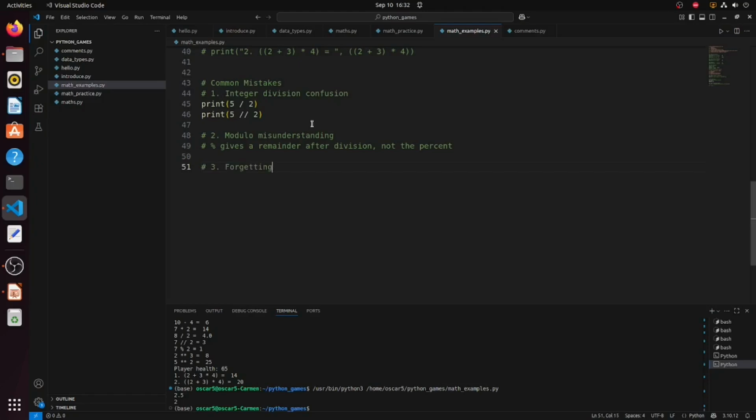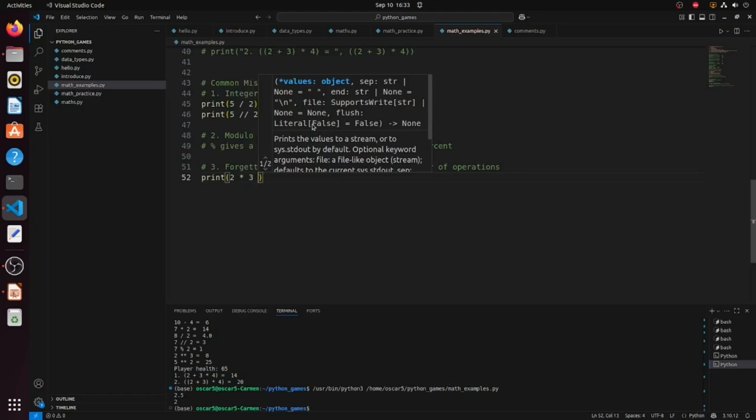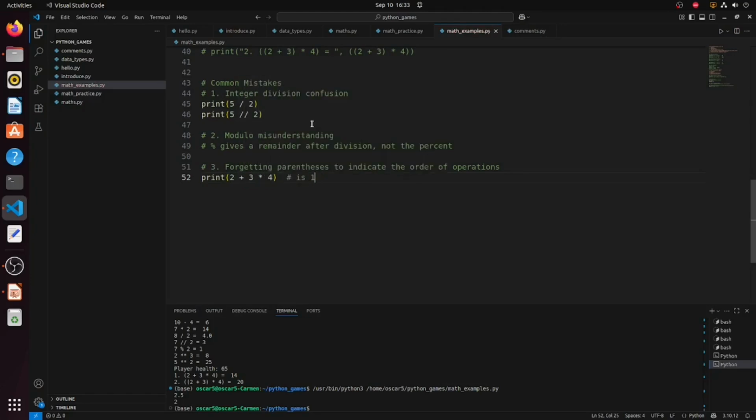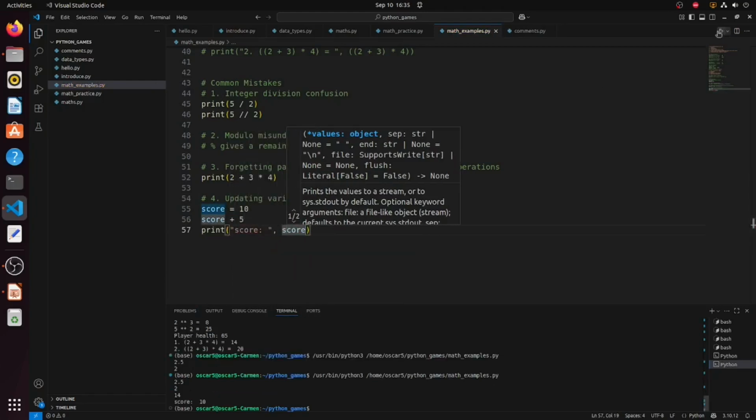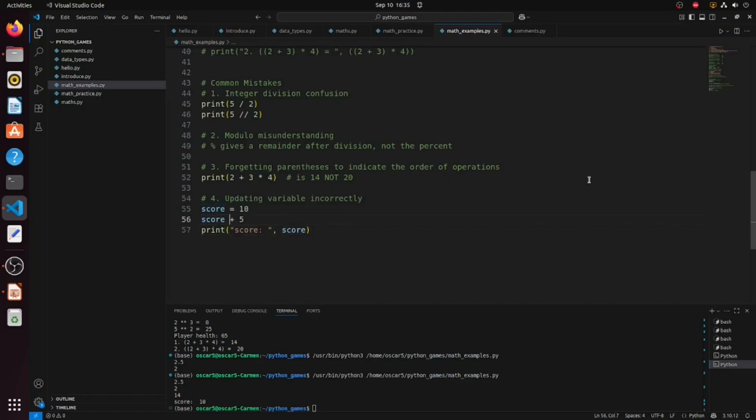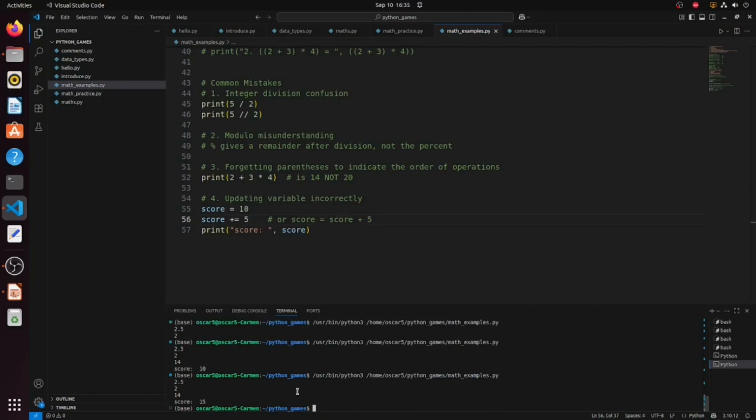The third mistake we often make is forgetting parentheses to indicate the order of an operation, or using parentheses incorrectly. The fourth mistake is updating variables incorrectly. So saying score is equal to 10, then updating score by just writing score plus 5. This does absolutely nothing. We have to say score is equal to score plus 5. So this would update our score, which gives us a new score, which is our old score, plus 5. Hence, we have to reassign a variable to update it.